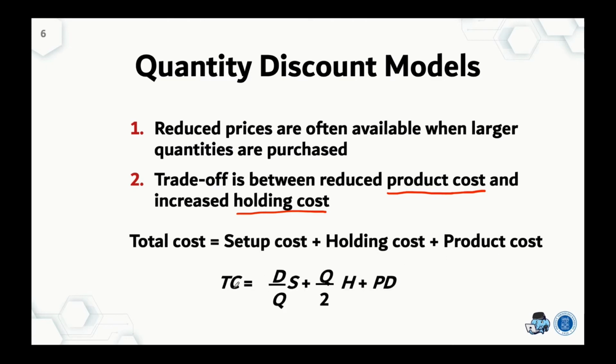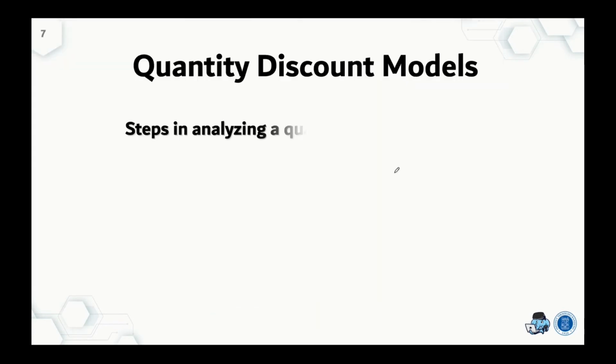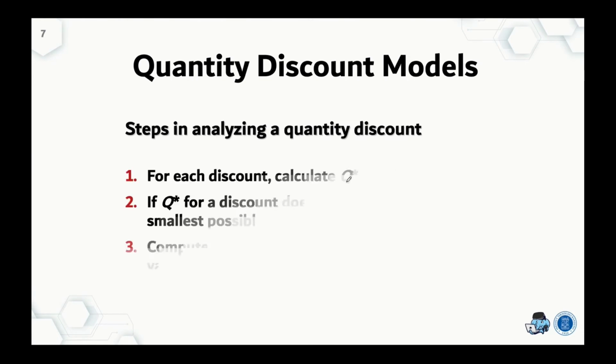So in here, the TC or total cost is equal to this formula. There is an addition of product cost in here. The step-by-step in analyzing the quantity discount is as follows.